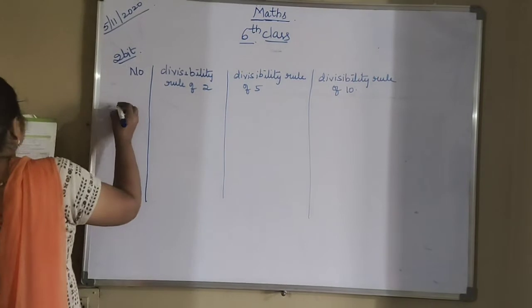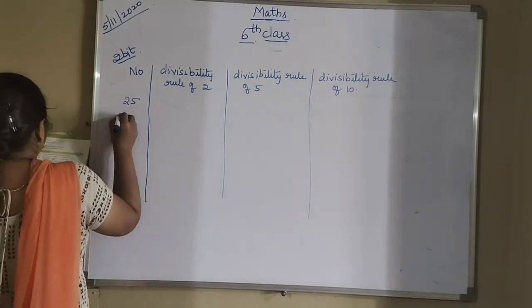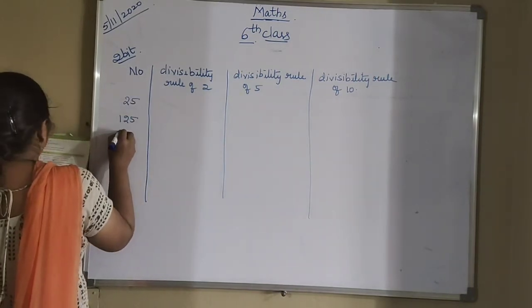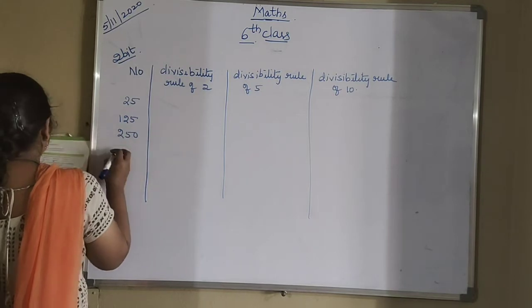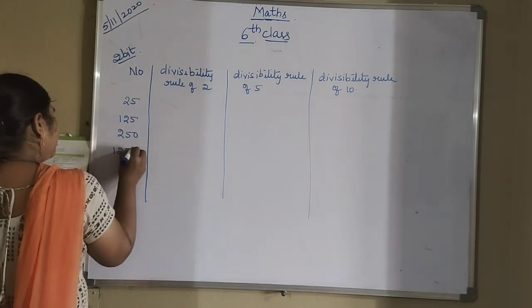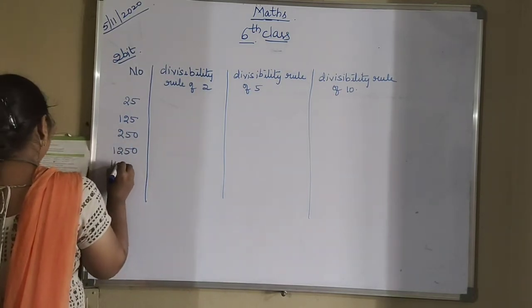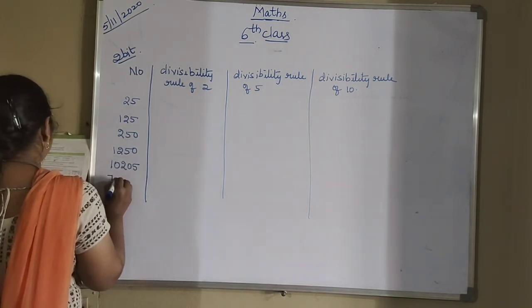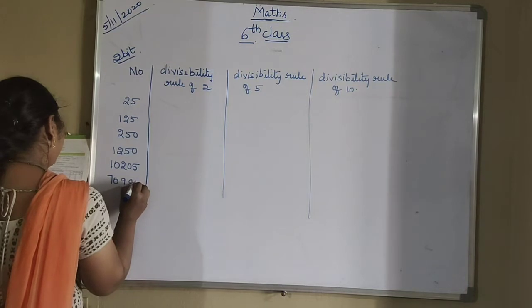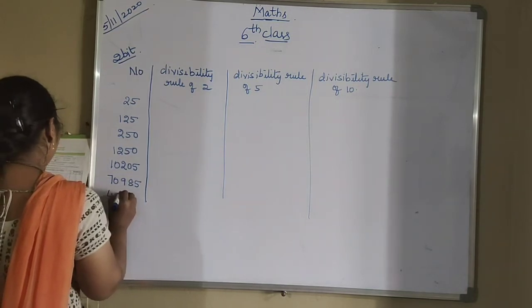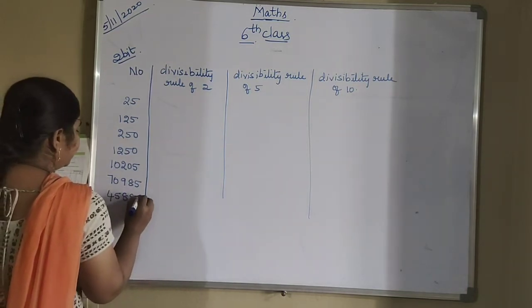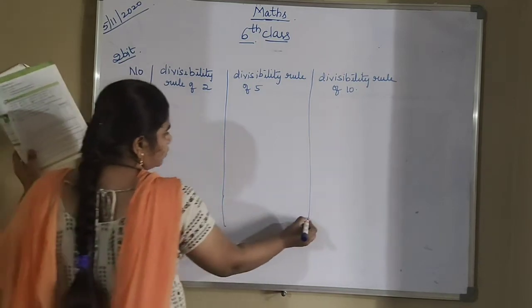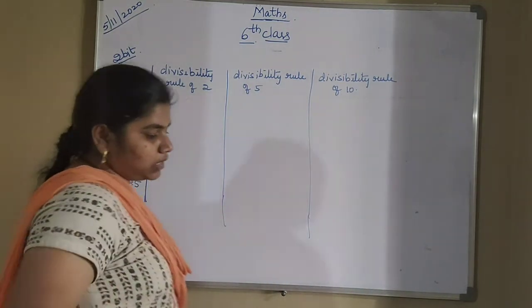So in this, the first one is 25, 125, 250, 1250, 10,205, 70,985 and the last one is 45,880. So which numbers are divisible by these three rules we will check.